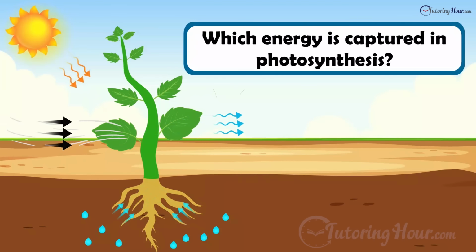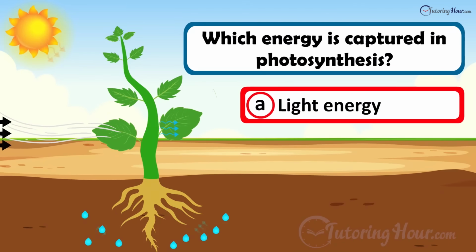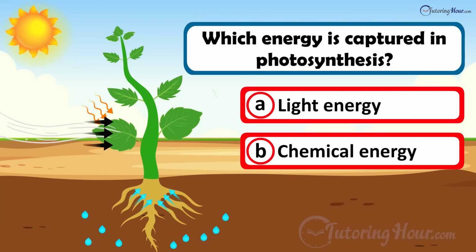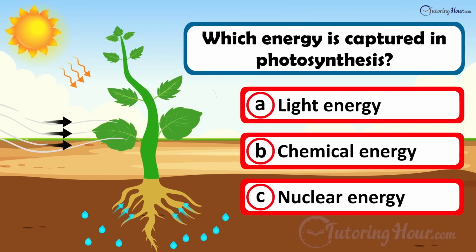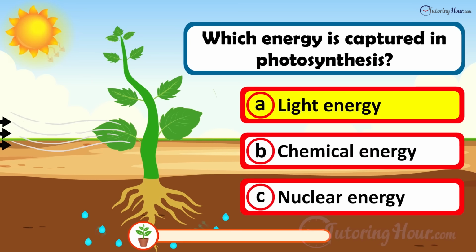Which energy is captured in photosynthesis? A. Light energy. B. Chemical energy. Or C. Nuclear energy.